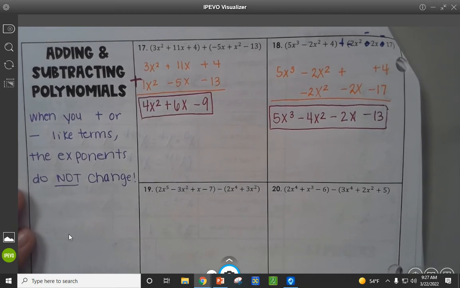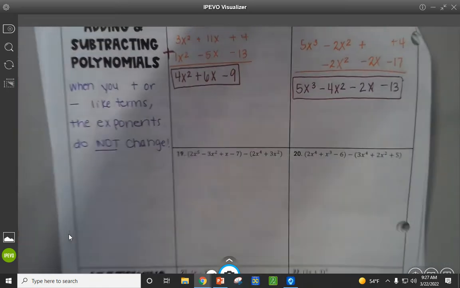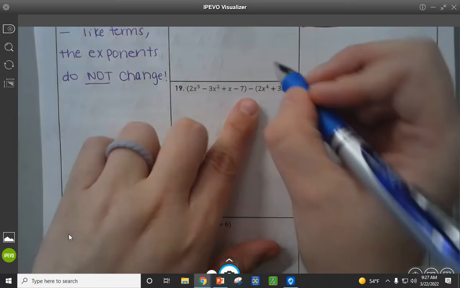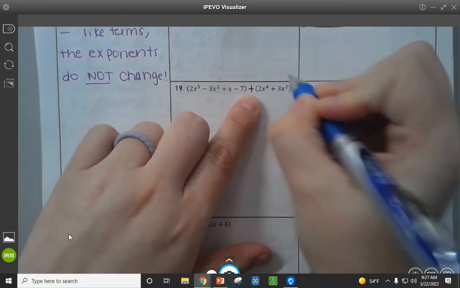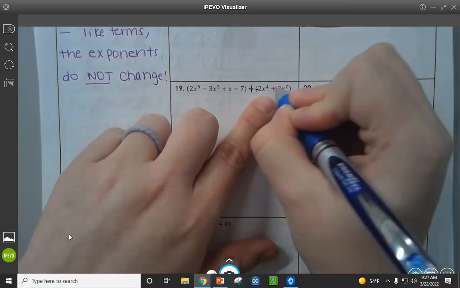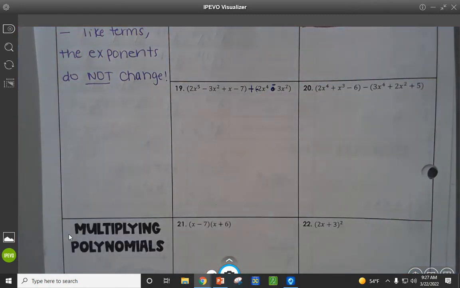Questions? All right, number 19. Is it addition or subtraction? Subtraction. So we need to make it an addition. So this becomes a negative 2x to the fourth and a minus 3x squared.